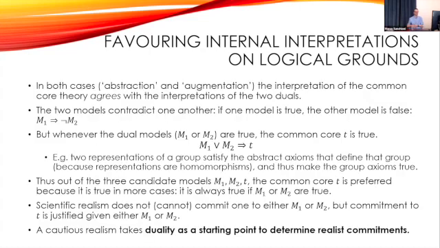So in both cases, both in abstraction and augmentation, the interpretation of the common core theory actually agrees with the interpretation of the two duals. This is a very important point, which in my opinion Levihan and Reed overlook, for understandable reasons, because they are not specifically discussing this case of internal interpretation, so they simply count the possibilities.